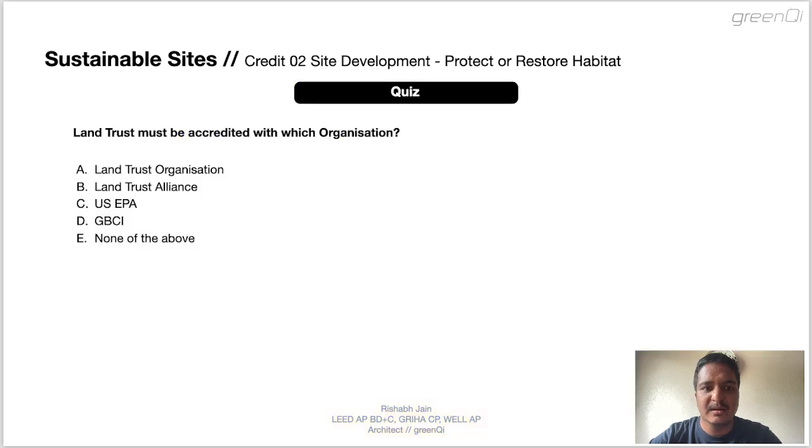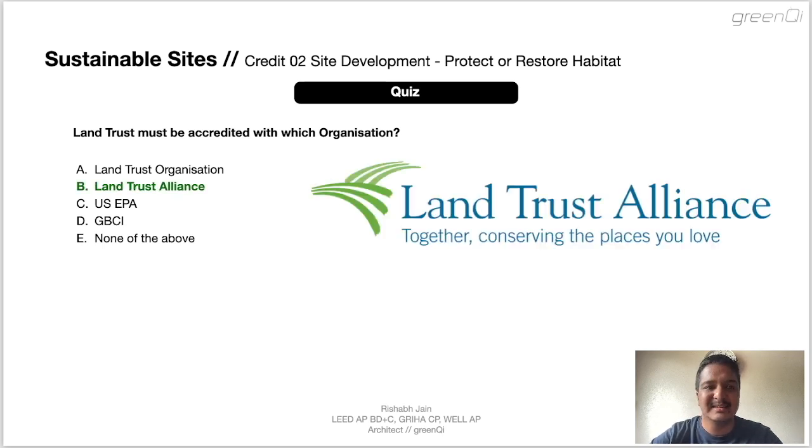Now that you understand site development, let's do a quick quiz. Land trust must be accredited by which organization? The options are Land Trust Organization, Land Trust Alliance, US EPA, GBCI, and none of the above. I hope you get this correct, and the correct answer is Land Trust Alliance.